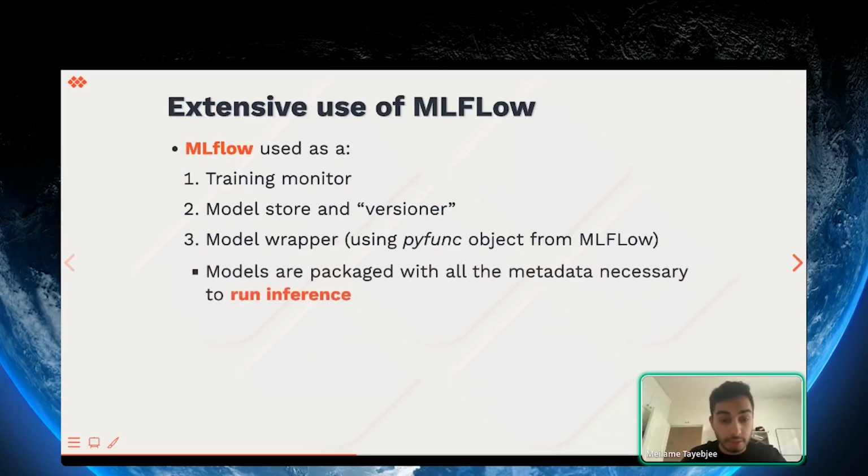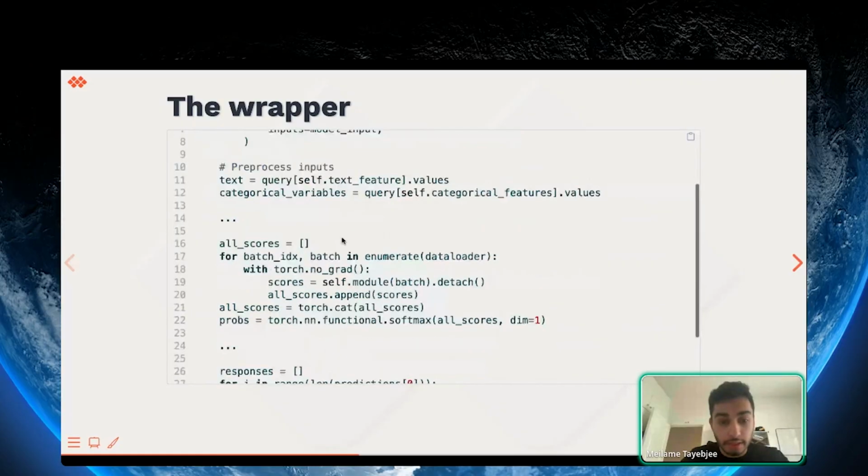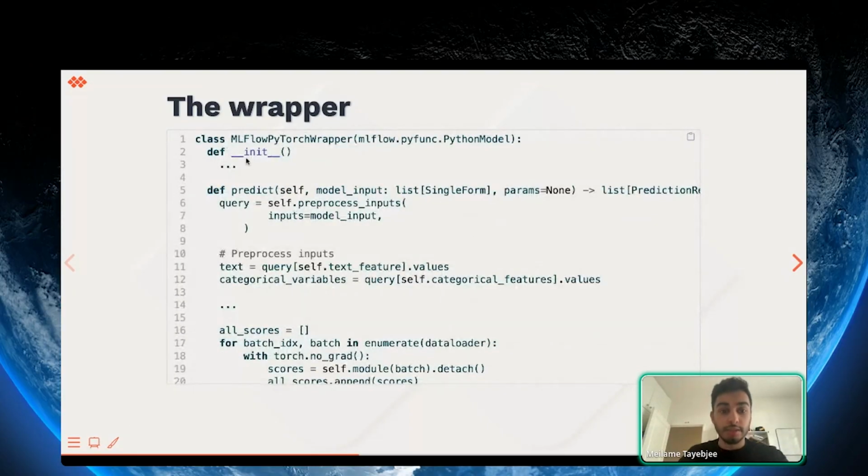So what is a wrapper? It's that you package everything, all the metadata necessary, the pre-processing steps, and so on to run inference. So this is the code for the MLflow wrapper. In a sense, you go from the raw text to the labels at the end. So this is how we use the full capabilities of MLflow to do our MLOps pipeline.